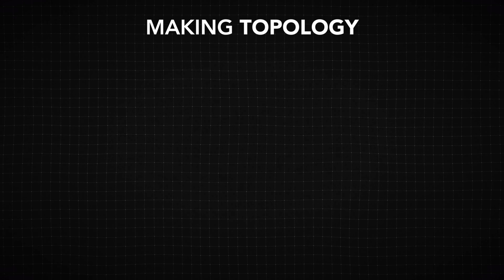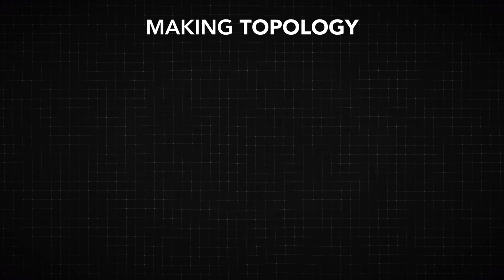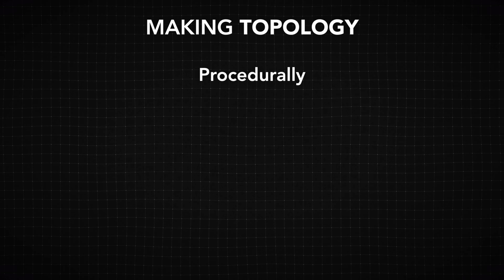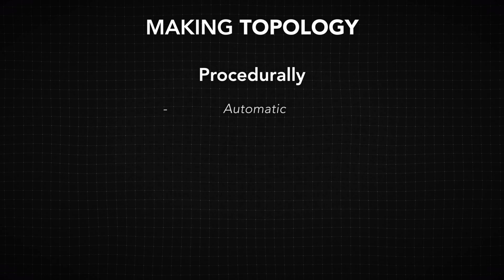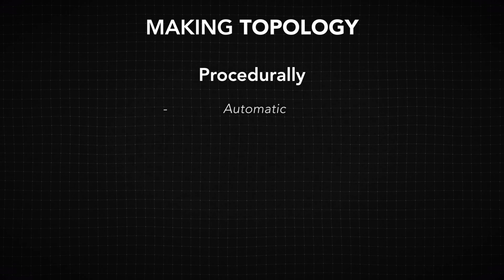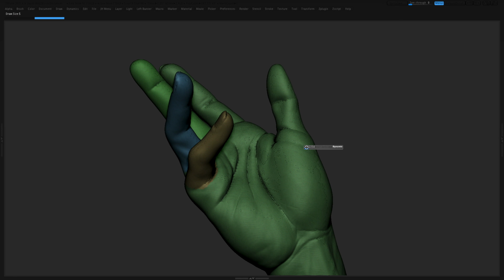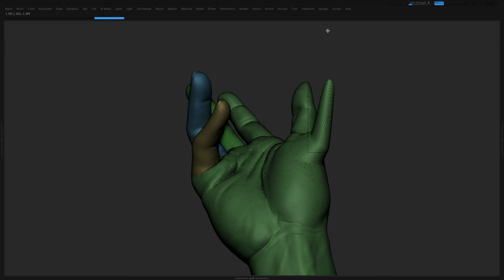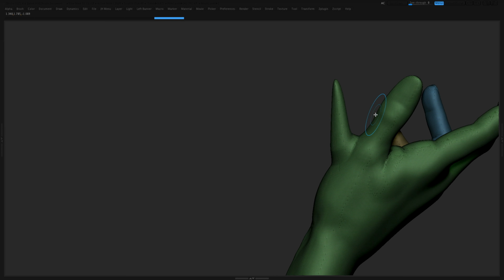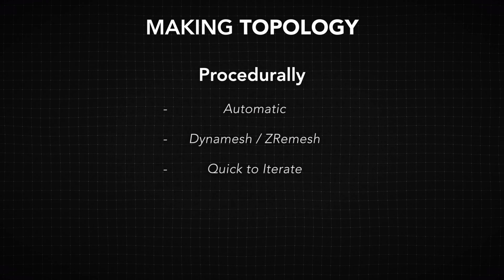Okay, so let's talk about making topology. All right, so there's two main ways to make topology. That's procedurally and manually. So let's first talk about procedurally. So procedurally, obviously, automatic. That's its strength. It's doing a lot for you. A lot of people may not be thinking of it this way, but Dynamesh and ZRemesher are procedural and they're fast, and that's the strength: you're giving up control for speed. And this makes it quick to iterate. That's why this is awesome and used all at the beginning.